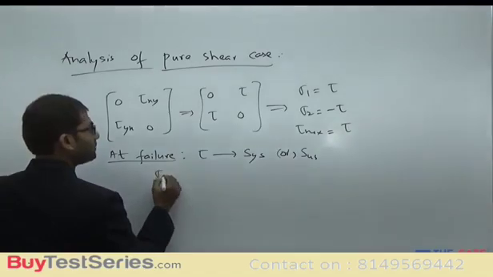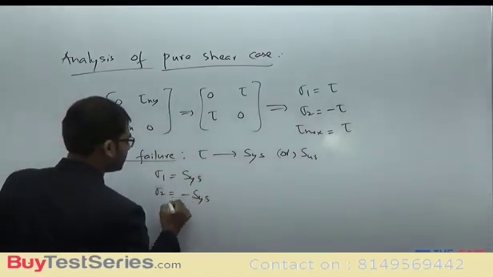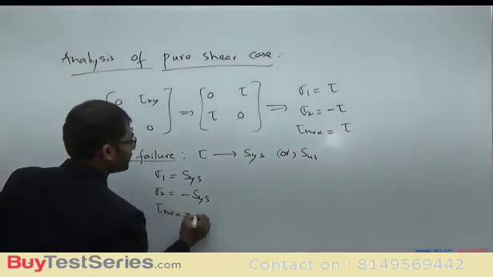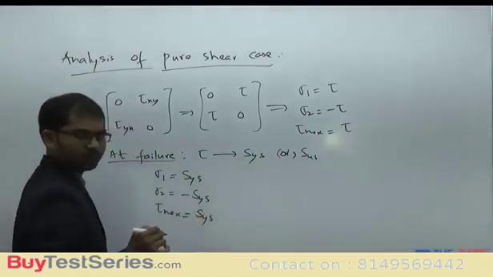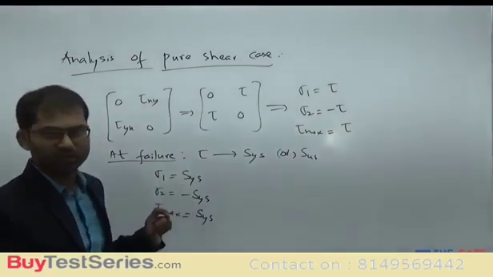So your principal stresses are sigma 1 equal to SYS, sigma 2 equal to minus SYS, and tau max is equal to SYS itself. So if it is a brittle metal, we'll have SUS, minus SUS, and SUS values.